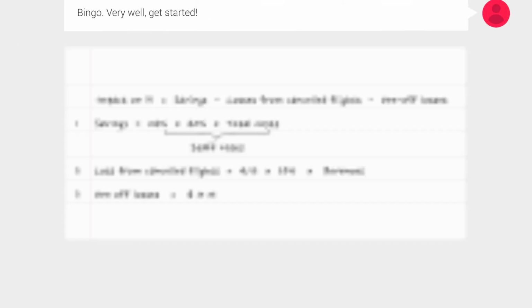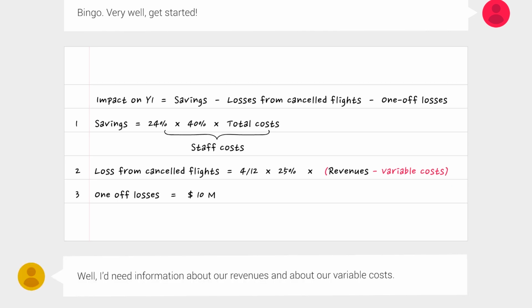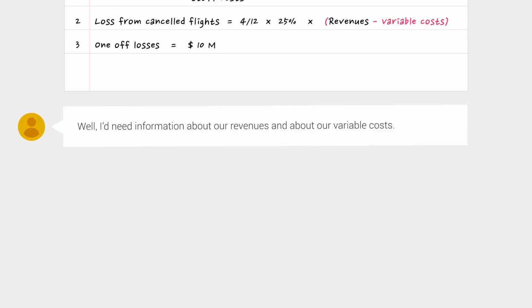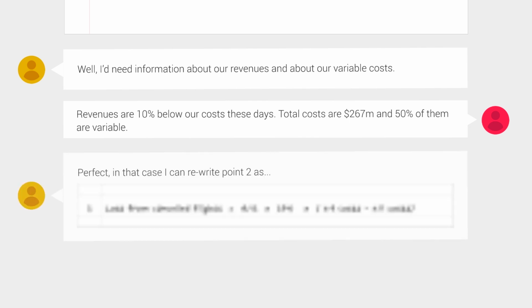The candidate thus modifies their calculations as shown so as to take account of reduced variable costs. The analysis moves on. Well, I'd need information about our revenues and about our variable costs. Revenues are 10% below our cost these days. Total costs are $267 million. 50% of them are variable. Perfect. In that case, I can rewrite point 2 as loss from canceled flights equals 4 over 12 times 25% times 0.9 of cost minus 0.5 of cost.